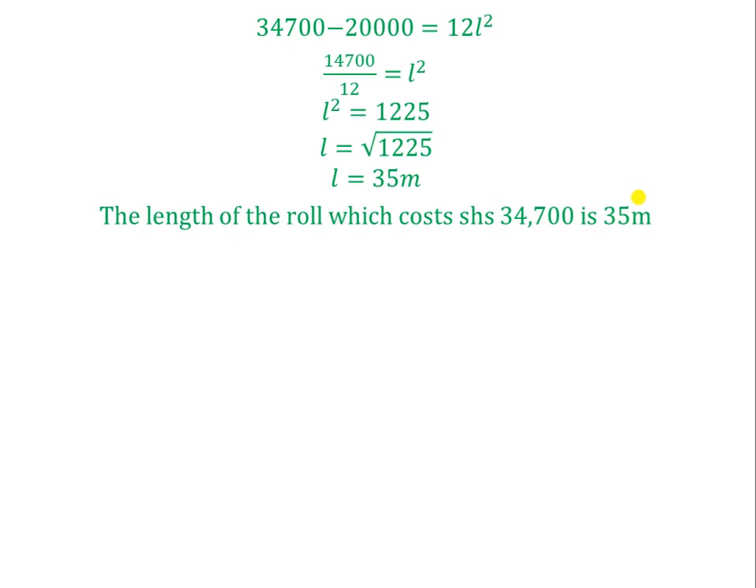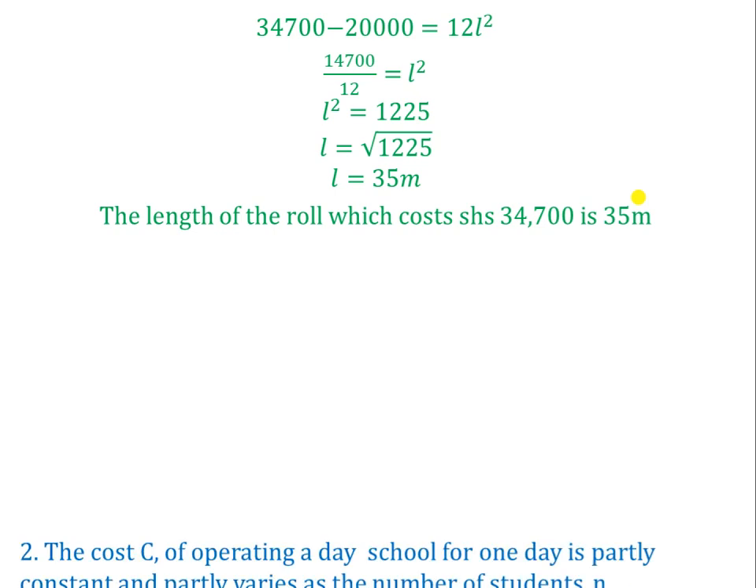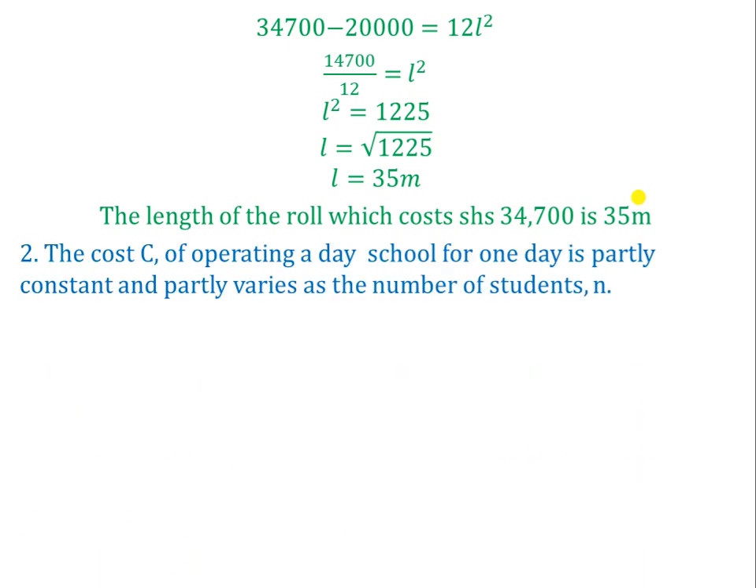And finally, we are able to answer the entire question 1. Now let's proceed and look at question 2 and also see how to develop more and more. Now question 2 says the cost C of operating a day school for 1 day is partly constant. Now these are the important statements. Partly constant and partly varies as the number of students n.